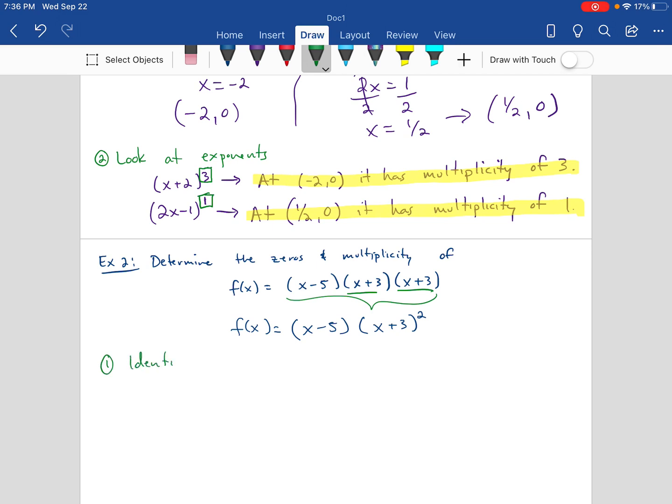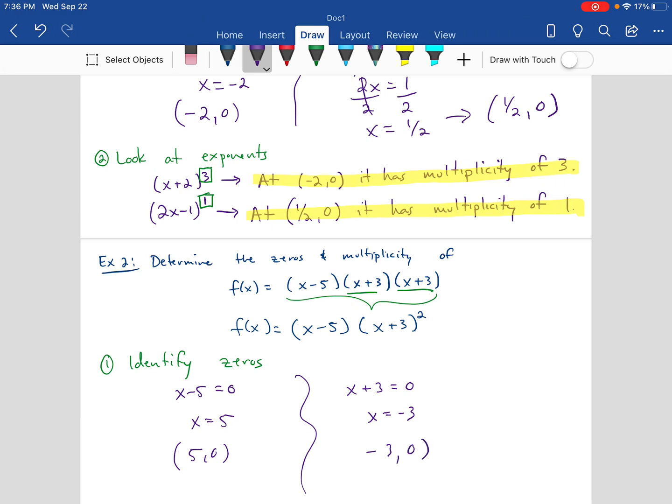First step again is to identify the zeros. My zeros here are x minus 5 equal to 0 and x plus 3 equal to 0. I'm not going to solve this, but x is equal to 5, so your coordinate would be (5, 0). X will equal negative 3 here, so your coordinate would be (negative 3, 0).